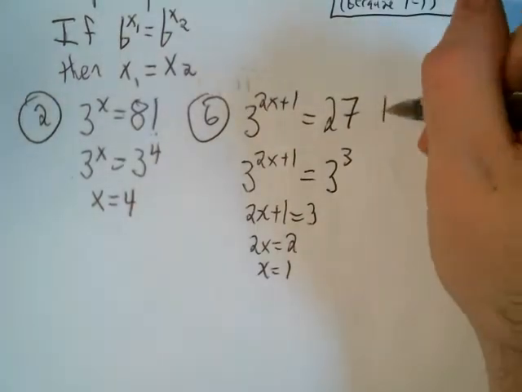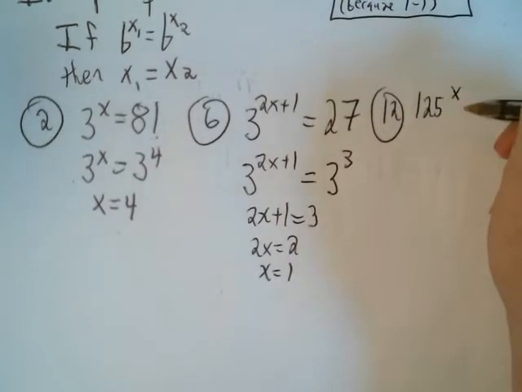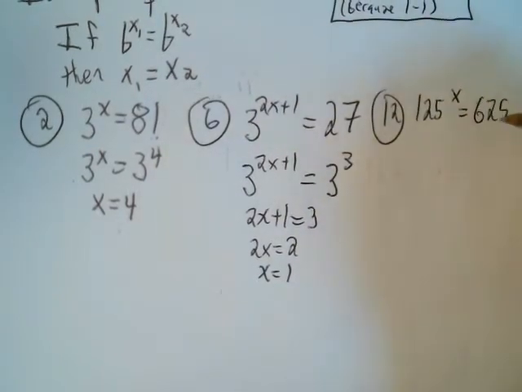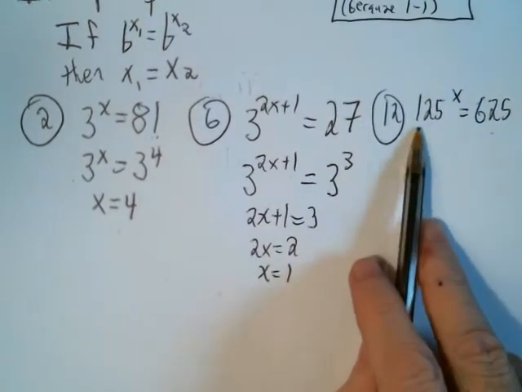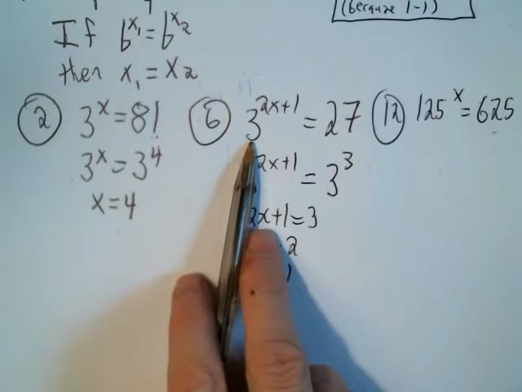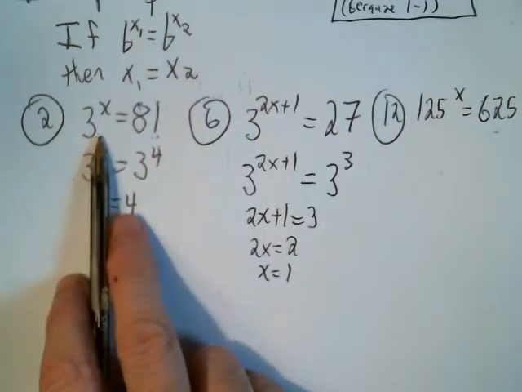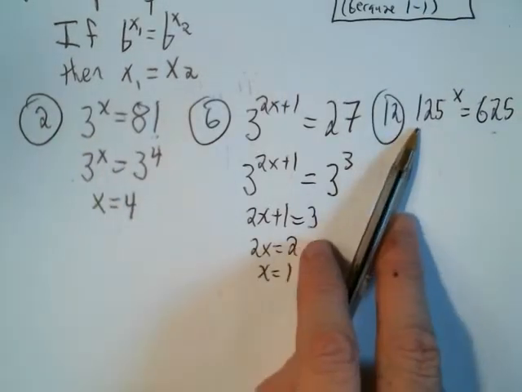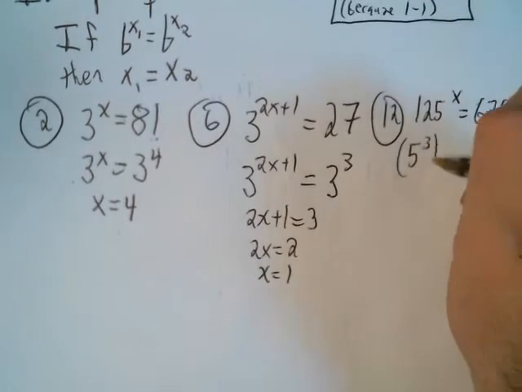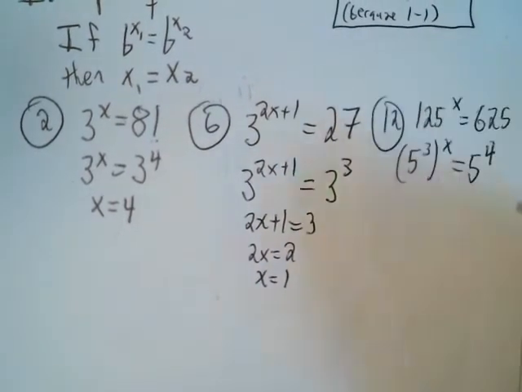Okay, let's look at 12. So you have 125 to the x equals 625. In this case, neither seems to be the base that we need to get both in terms of. So over here, we didn't have to do anything to the left-hand side, but in this case, we're going to have to. So 125 is the same as 5 cubed. 625 is the same as 5 to the 4th.